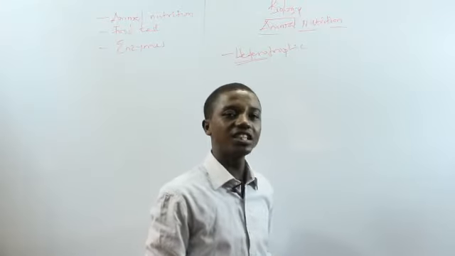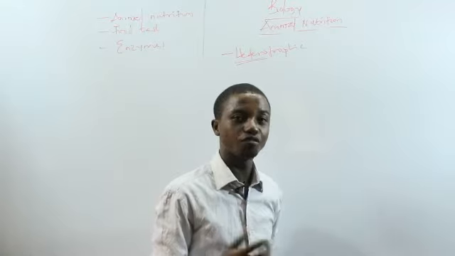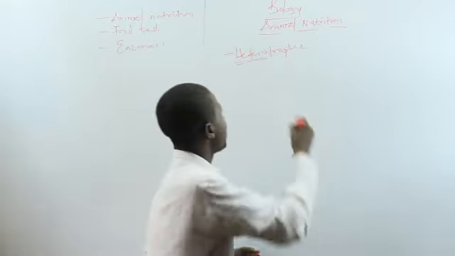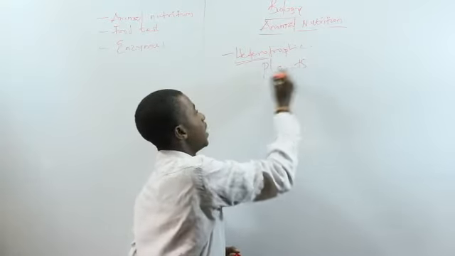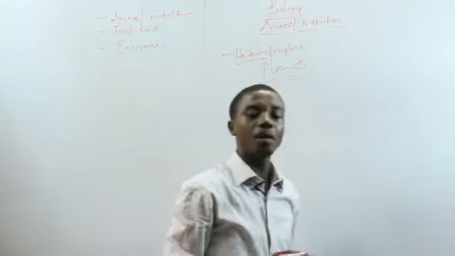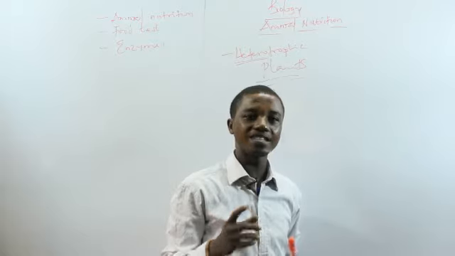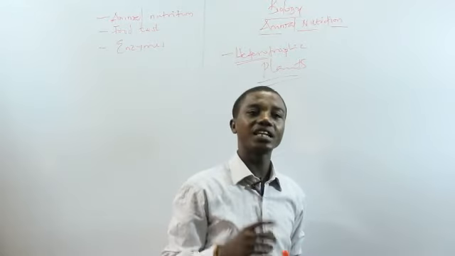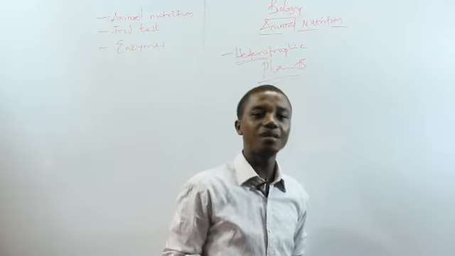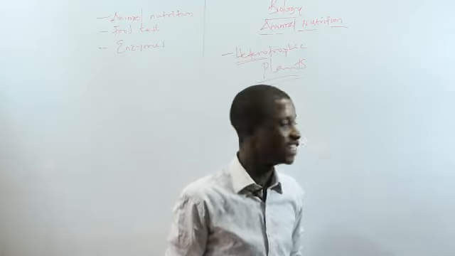Now, what other organisms do animals depend on for food? The answer is not far-fetched. It is basically plants. Now, plants are the primary producers in nature. Animals are consumers in nature.